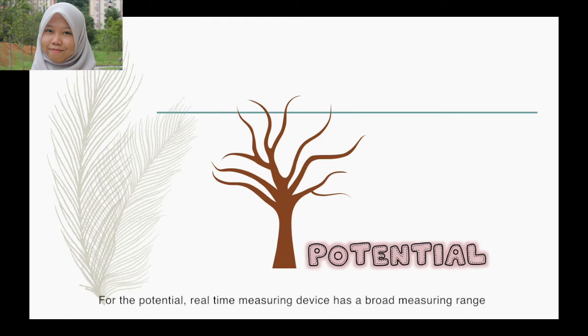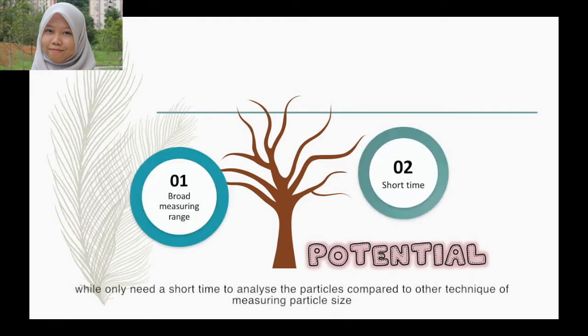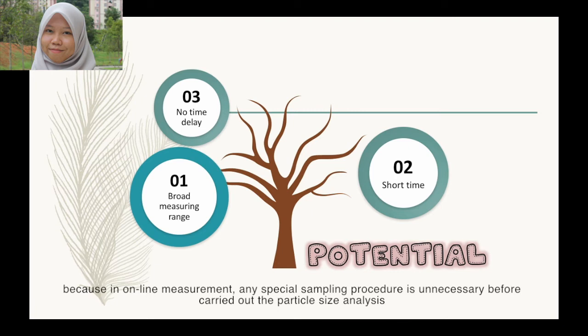For the potential, a real-time measuring device has a broad measuring range while only needing a short time to analyze the particles compared to other techniques of measuring particle size. There is no time delay even at extreme temperatures and pressure, because in online measurement, any special sampling procedure is unnecessary before carrying out the particle size analysis.